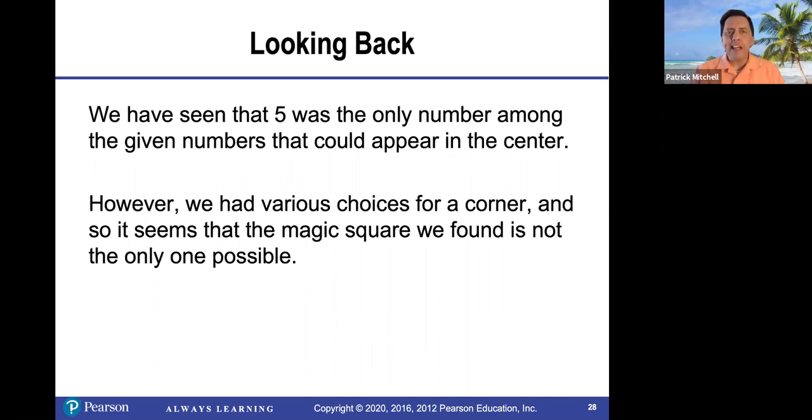Looking back, we've seen that 5 was the only number among the given numbers that could appear in the center. However, we had various choices for a corner, and so it seems that the magic square we found is not the only one possible. Like I said, if you rotated it 90 degrees, 180 degrees, it would still work.